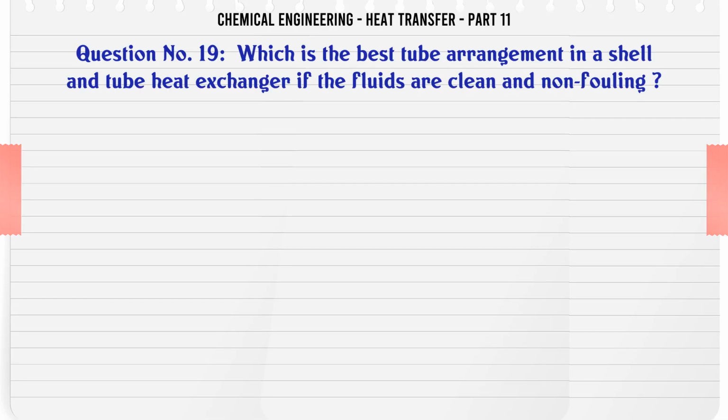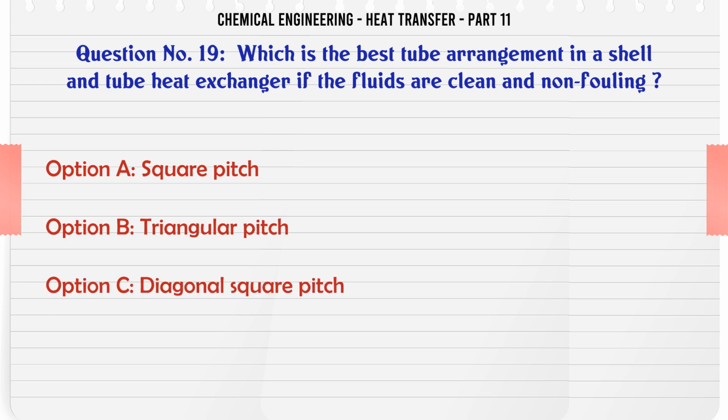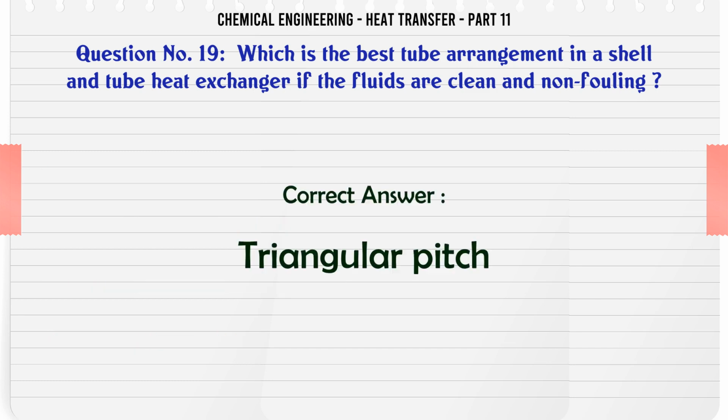Which is the best tube arrangement in a shell and tube heat exchanger if the fluids are clean and non-fouling? A. Square pitch, B. Triangular pitch, C. Diagonal square pitch, D. None of these. The correct answer is triangular pitch.